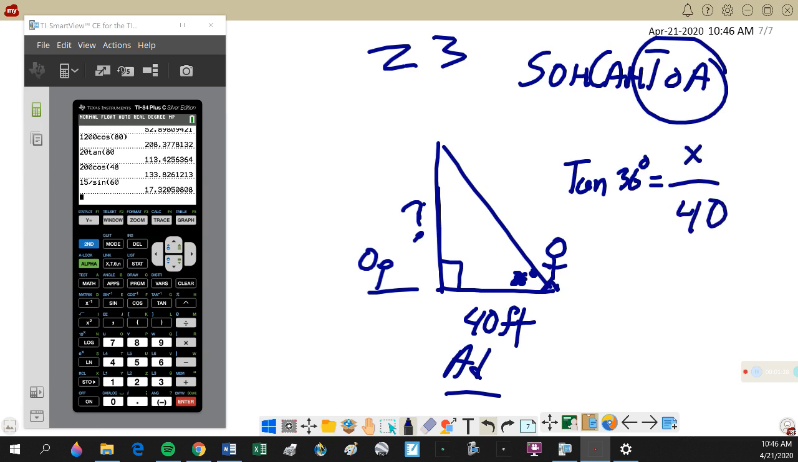And every time you set one of these up, it's either going to be a multiply problem or a switch problem. If x is on top, you just multiply by 40, and you get the x by itself. 40 tangent of 36 is 29 feet. So that building is 29 feet tall.